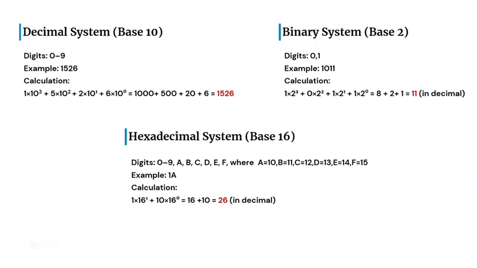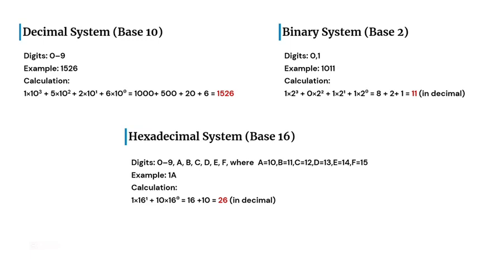In binary, positions represent powers of 2. The binary number 1011 translates to 1 times 2 to the power of 3 plus 0 times 2 squared plus 1 times 2 to the power of 1 plus 1 times 2 to the power of 0 equals 8 plus 2 plus 1, which gives us 11 in decimal.